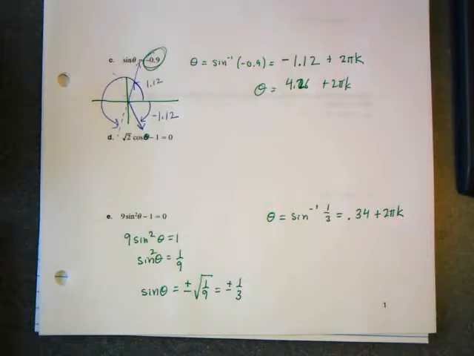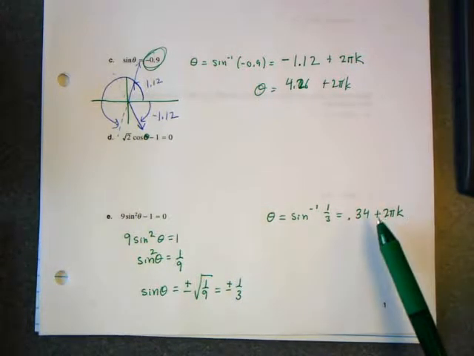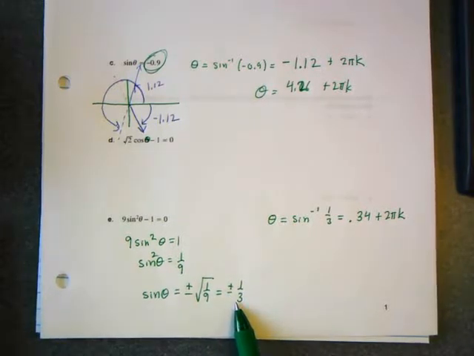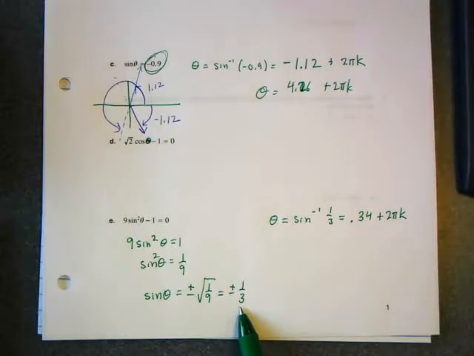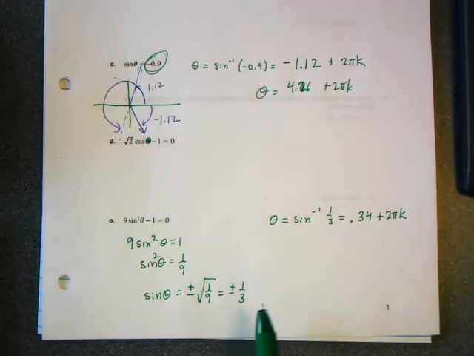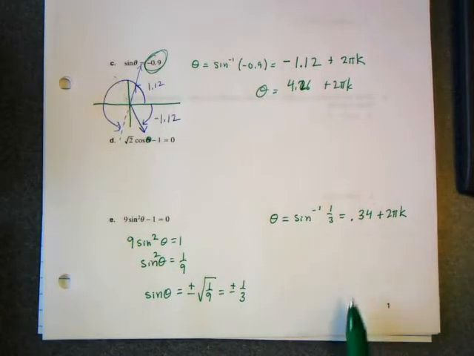What about 2? So because I have a positive 1/3 here, I need an answer in quadrant 1 and an answer in quadrant 2. Because I also have the negative 1/3, I need an answer in 3 and 4. I need answers in all 4 quadrants here. Sine is positive in 1 and 2, and sine is negative in 3 and 4. So I actually need to have 4 answers this time.